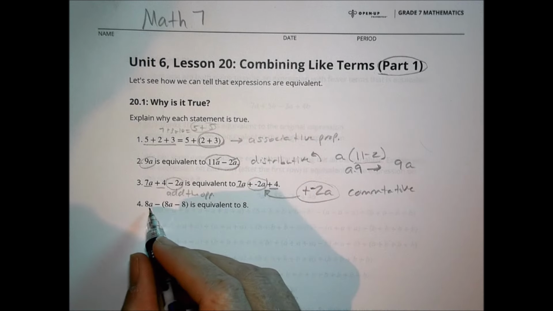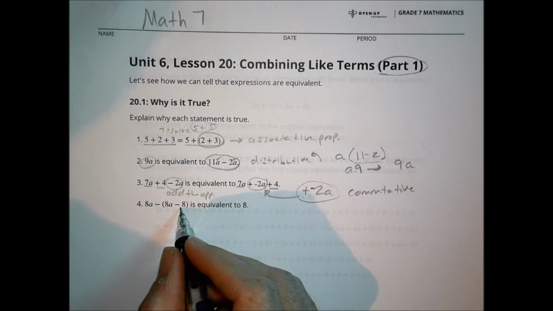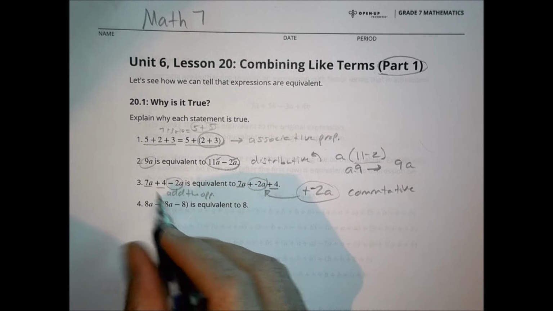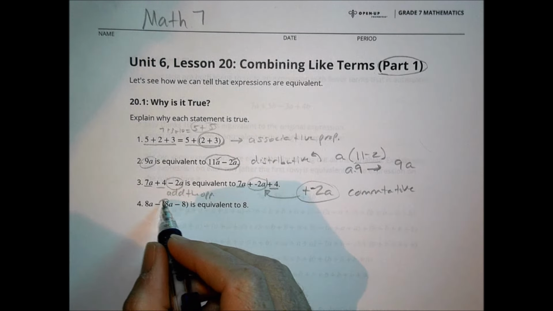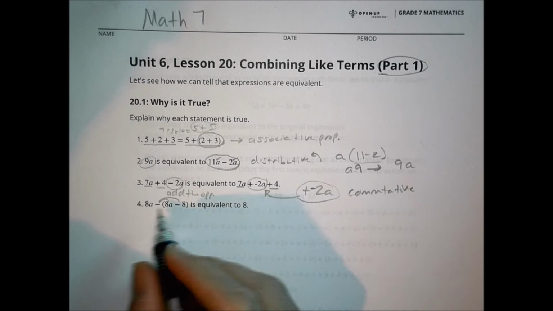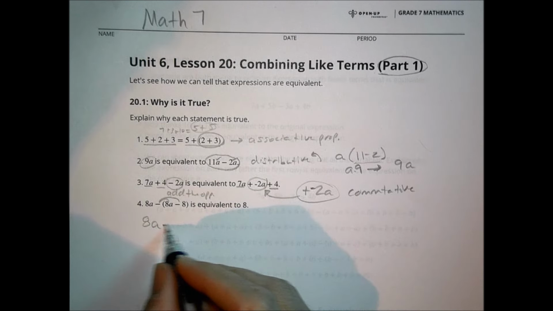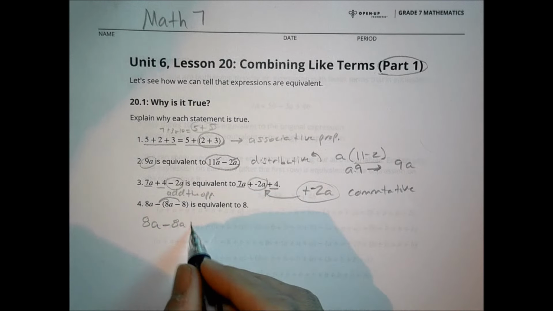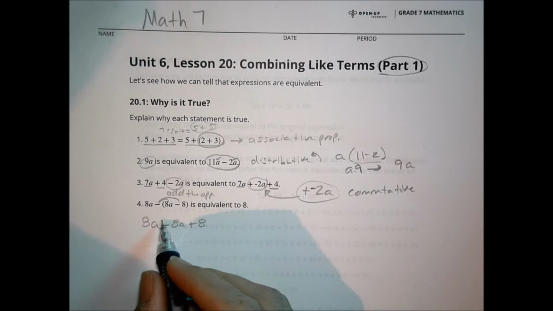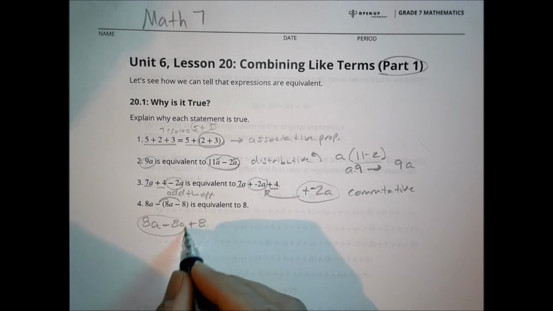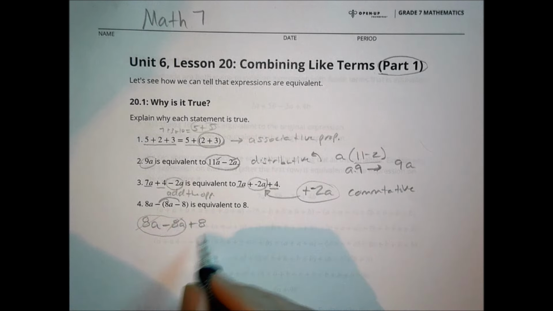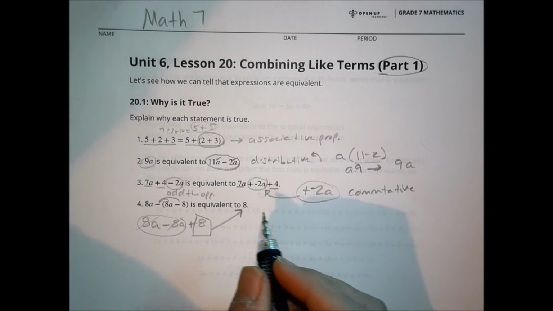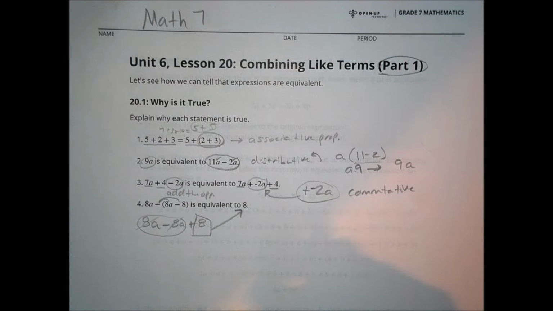And finally, this last one, 8a minus (8a minus 8) is equivalent to 8. Again, if we were to take this and then distribute the minus sign throughout the whole thing, I would rewrite this as 8a minus 8a, and a minus times a minus becomes a positive 8. And so an 8a minus an 8a goes away, so that eliminates itself, and all you're left with is simply 8, which is equivalent to being 8. So it just works out that way.